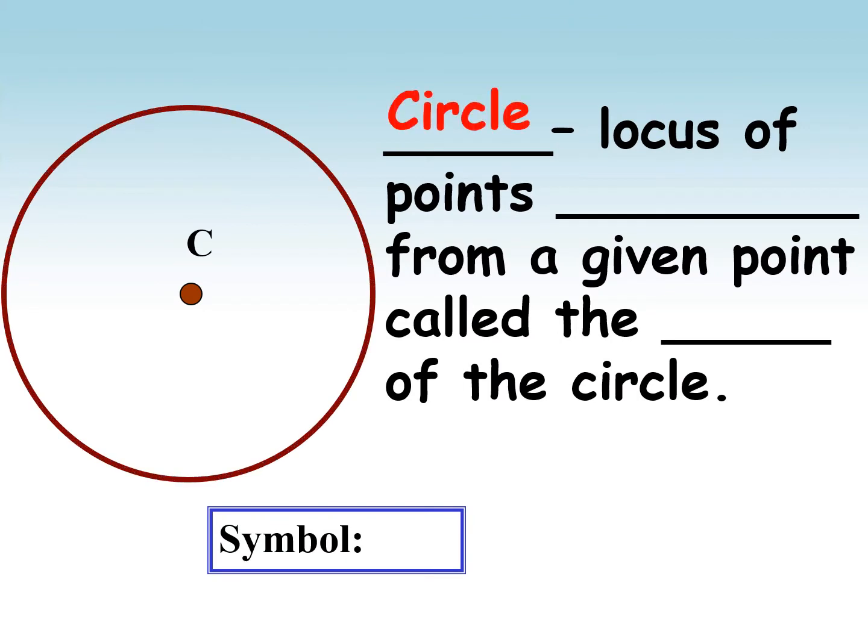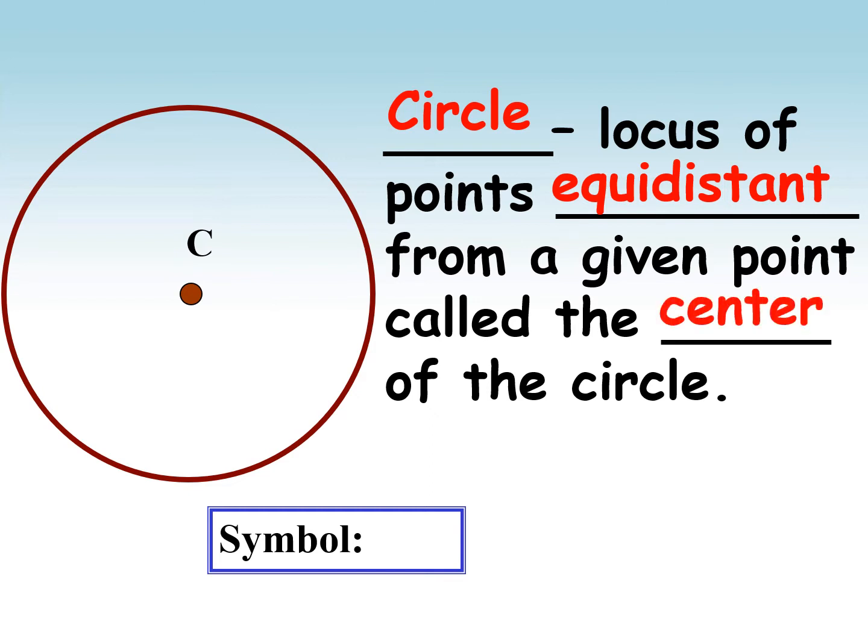So circle is a locus of points equidistant from a given point called the center of the circle. The symbol for circle is a circle and a dot at the center. So if we name this circle, it is circle C. You can make your symbol as small as you can, okay?